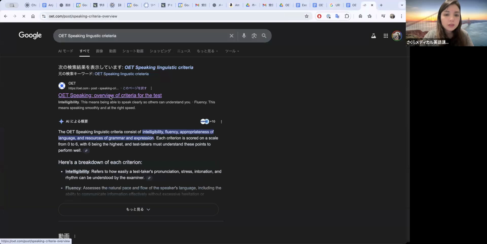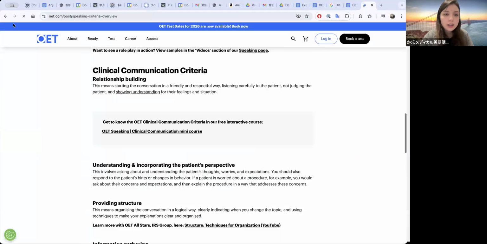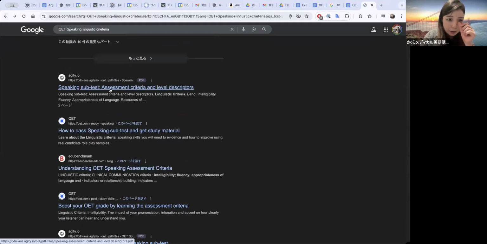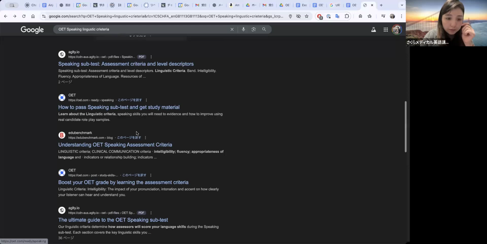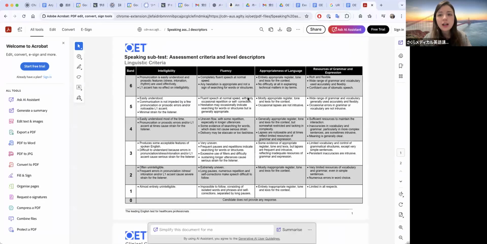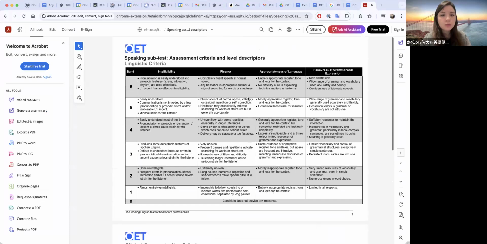Overview. I want there to be a marking sheet so you can just print out the marking sheet. Clinical communication criteria. Great. Oh, here it is. So, yeah, from 1 to 6. So I would recommend for you to just print this out so you can have it by you.